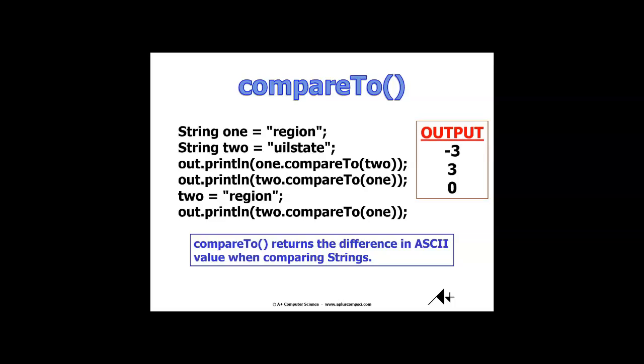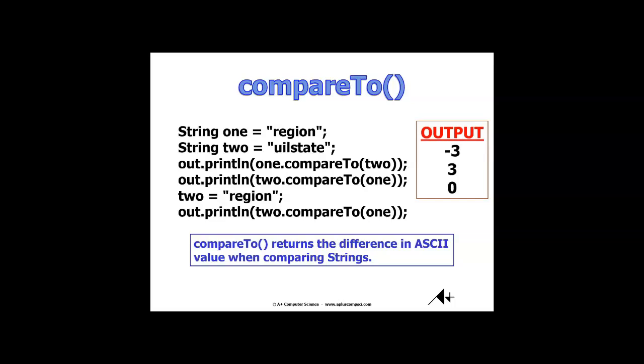So anyway, we've got the string region and the string UIL state. So if I compare 1 dot compare to 2, I'm comparing region and state. What I'm looking at is I'm basically comparing the ASCII value. I'm saying 1's ASCII value minus 2's ASCII value. What is the difference between those two? So basically the difference in ASCII between R and U, and they're 3 characters apart, so you get -3. So if I flip it around and I say 2 dot compare to 1, then the U comes first. So basically it's U minus ASCII value of R, which would get me 3 because the U ASCII value is bigger than R.